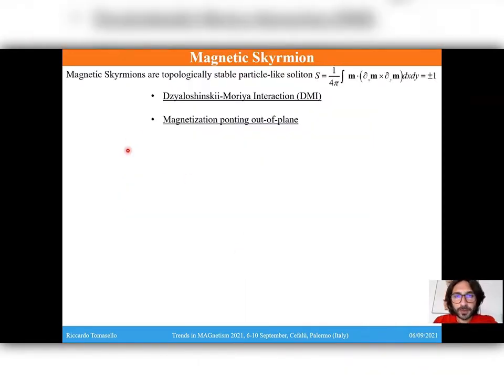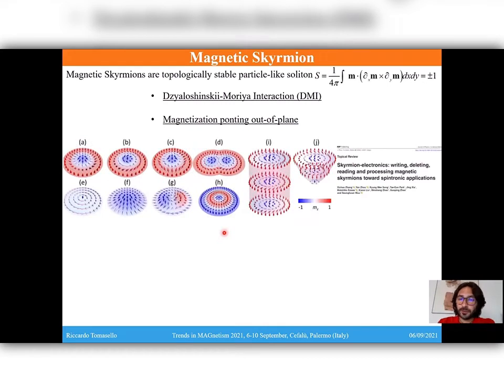Magnetic Skyrmions are topologically protected magnetization configurations characterized by an integer Skyrmion number. In the standard way, they are obtained in systems with out-of-plane easy axis of the magnetization and in presence of a sufficiently large Dzyaloshinskii-Moriya interaction. We can deal with a variety of topological textures depending on the geometry, the material parameters, as well as the easy axis of the magnetization.